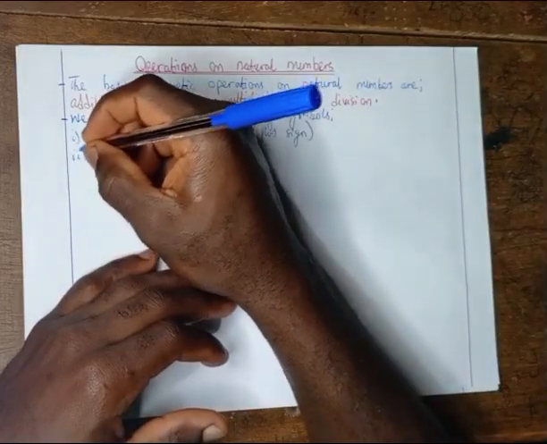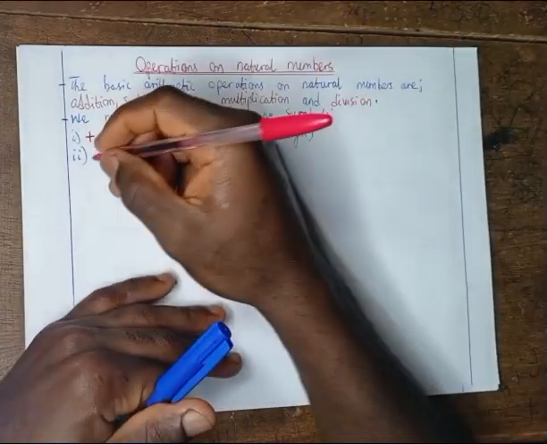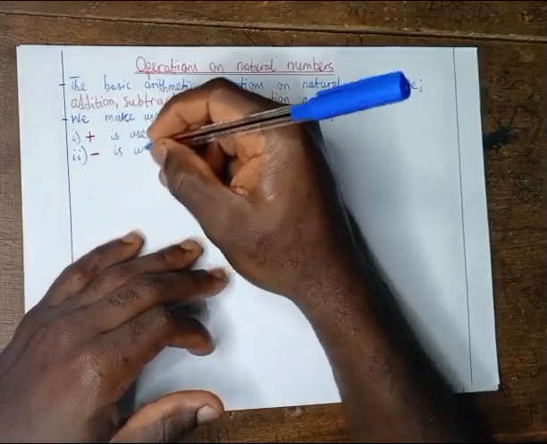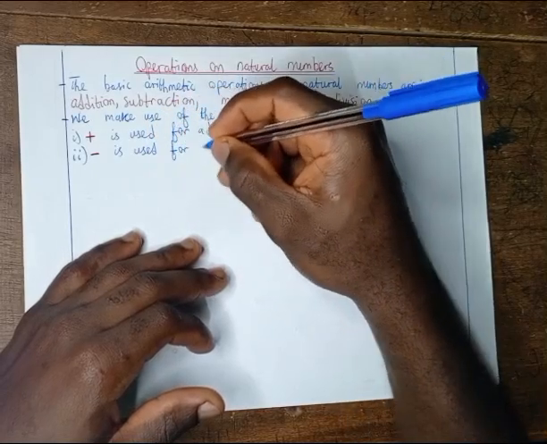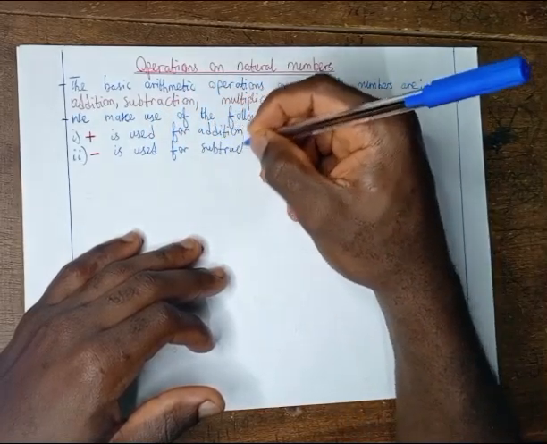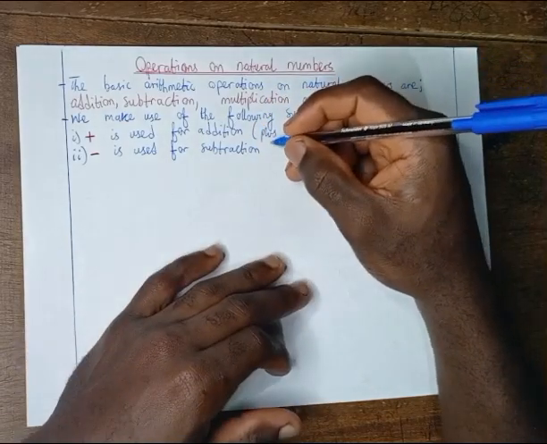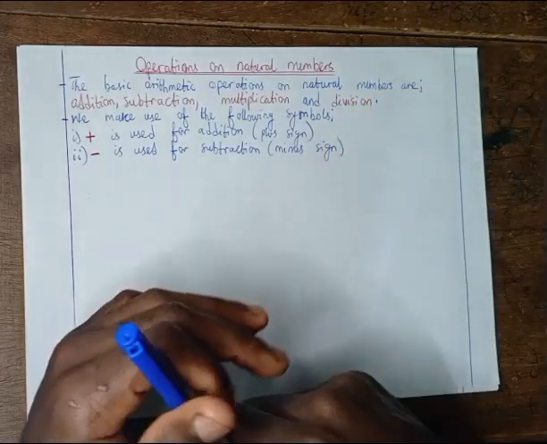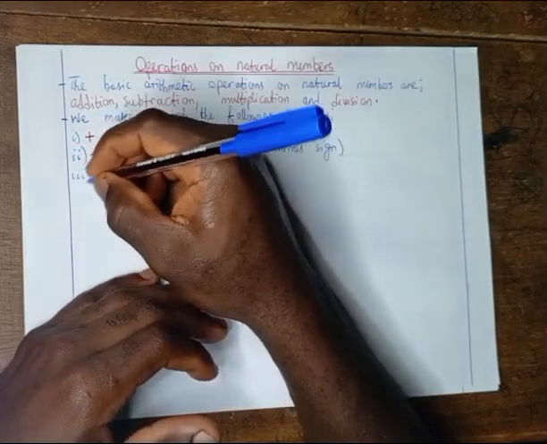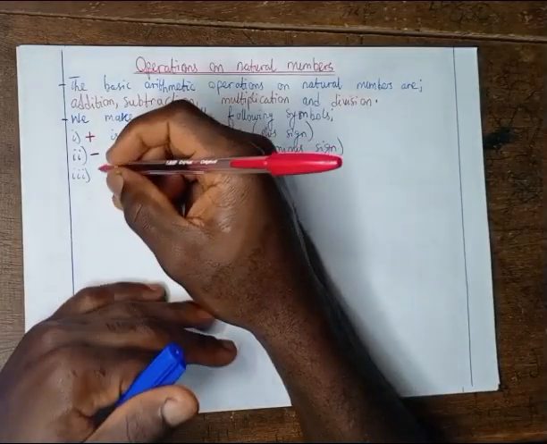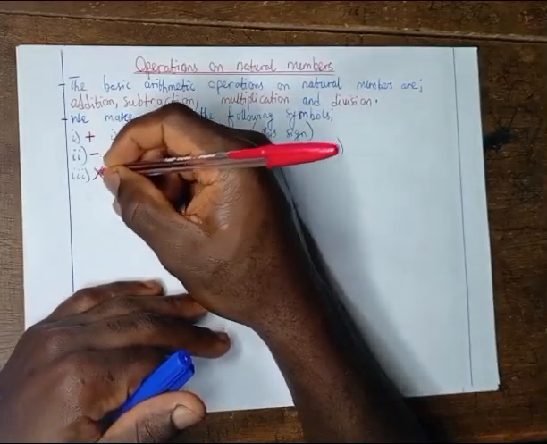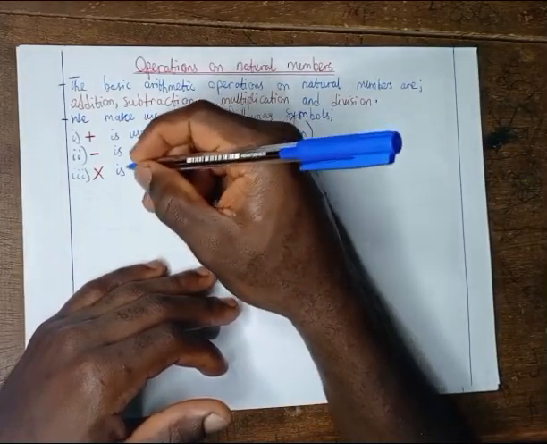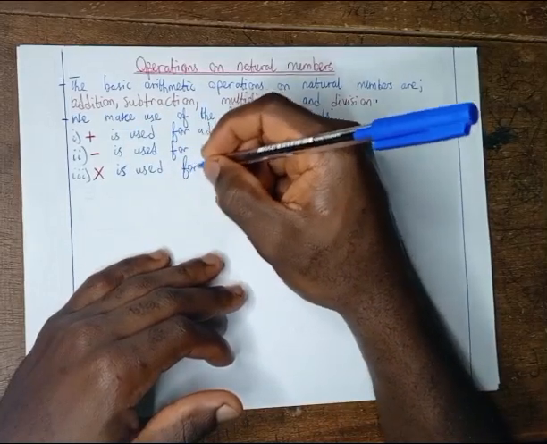Next, the next symbol, you have a hyphen as such. This one is used for subtraction. We call it the minus sign. Next, we have next symbol which looks like an X, a capital X as such. This one is used for multiplication.